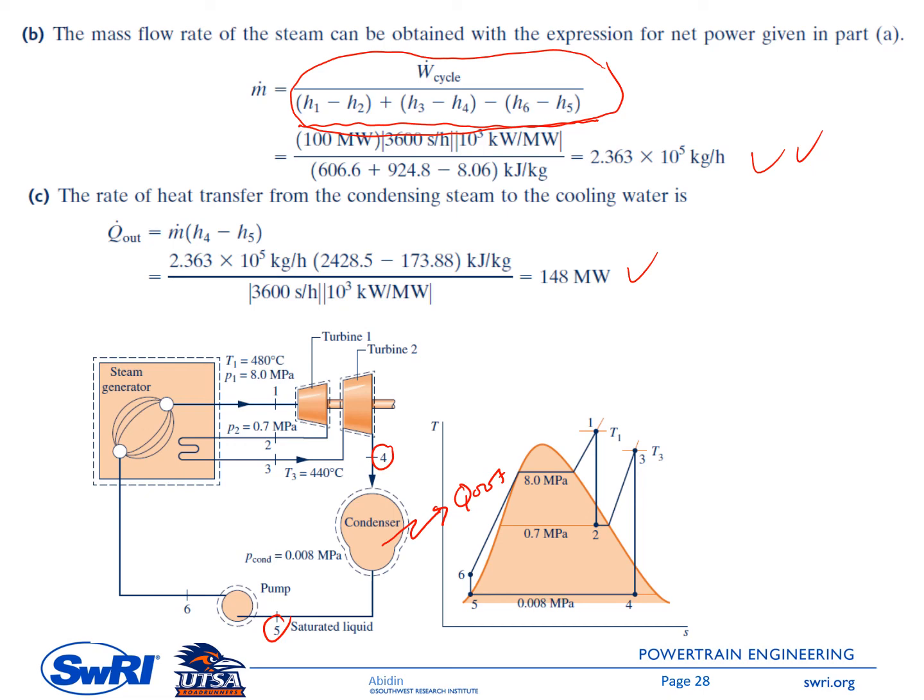So once again, by having a superheater and reheater in this Rankine cycle, the efficiency increases from 37.9% to 40.3%.